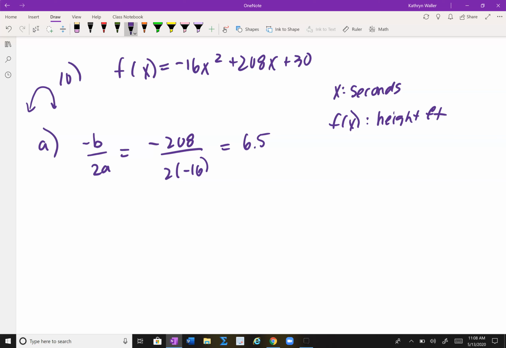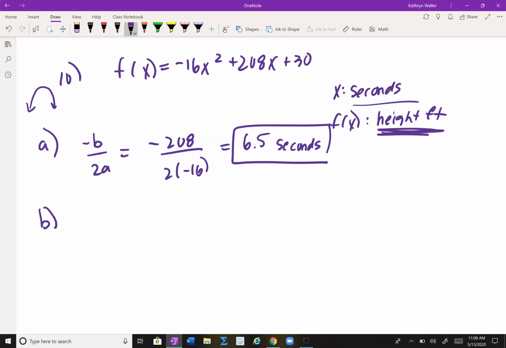Now you have to stop and think about that. What does that stand for? That's the x. What is x? Seconds. Read the question. When will it be? So that's the answer. Seconds. So what happened on quiz 3, that was not the question on quiz 3. Quiz 3, it was, what is the maximum height? Well, maximum height, that means y. So then you have to plug that back in. So you have to show this work.